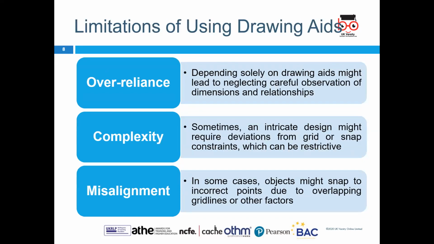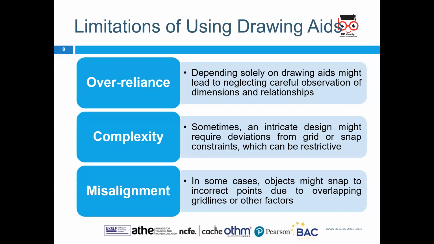However, no tools or techniques can be considered perfect. So there are also limitations of using drawing aids. One of them is over-reliance. Depending solely on drawing aids might lead to neglecting careful observation of dimensions and relationships. For example, if you have to show a top view where you have to show alignment where one unit is in mm and one is in centimeters, there may be a mismatch, and it can lead to neglecting careful observation of dimensions. Then complexity.